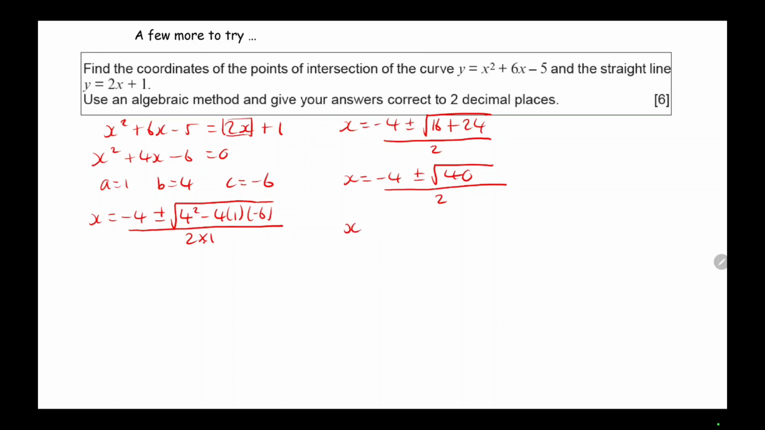And then we can plug these into our calculator to get our 2 solutions. Again, we wanted 2 decimal places. This gives us the first answer of 1.16 and the second one of minus 5.16.